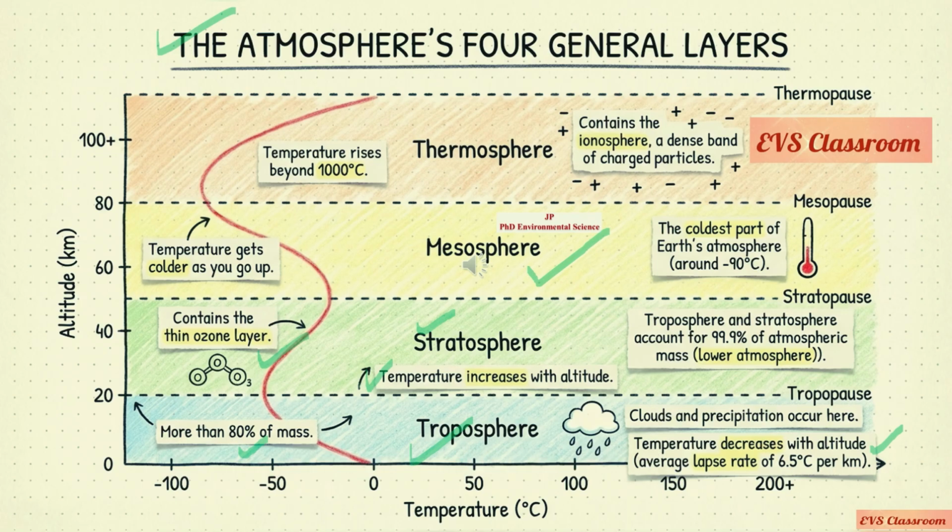Here the temperature drops sharply. Meteors burn here. Thermosphere. Temperature rises beyond 1000 degrees Celsius. Over here, high energy solar radiation is present. It contains the ionosphere, which is a dense band of charged particles. It reflects radio waves and is important for communication. The outermost layer is the exosphere. It merges into outer space and satellites orbit here.